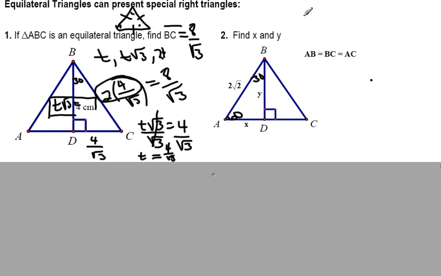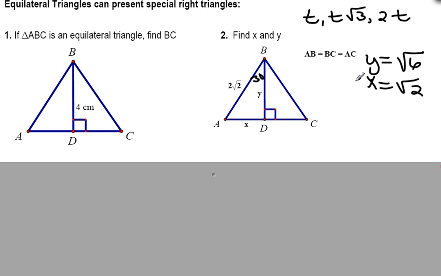Okay, so now that we've identified it as a 30, 60, 90 triangle, I want you to label each side as t, t square root of 3, and 2t. Then I want you to use that in order to find the values of x and y. So pause the video and see if you get what I get. Okay, so you should have gotten x is equal to the square root of 2 and y is equal to the square root of 6.